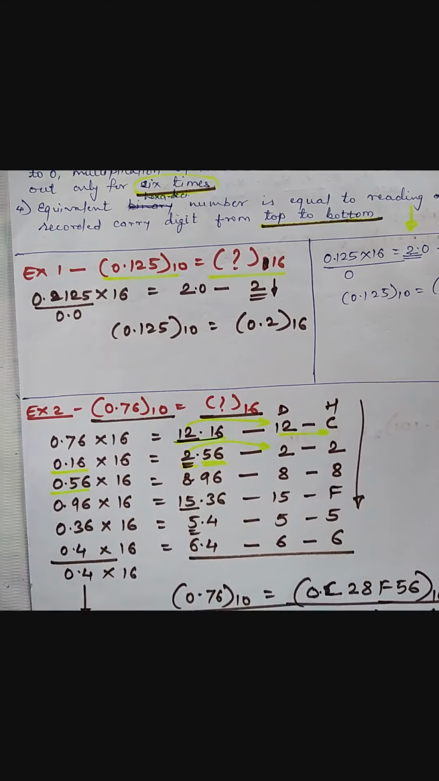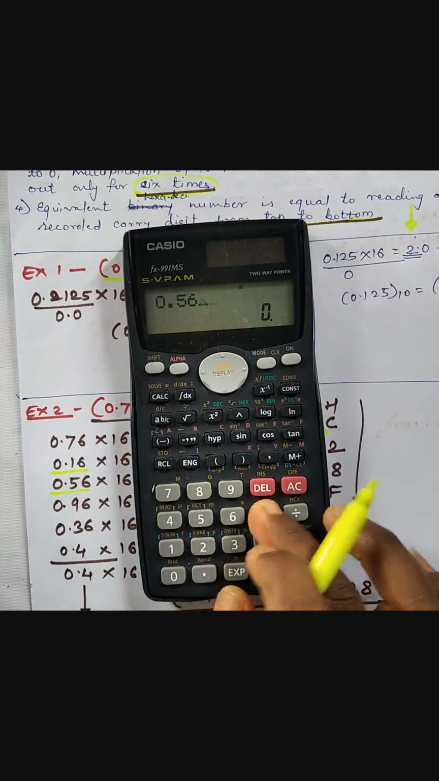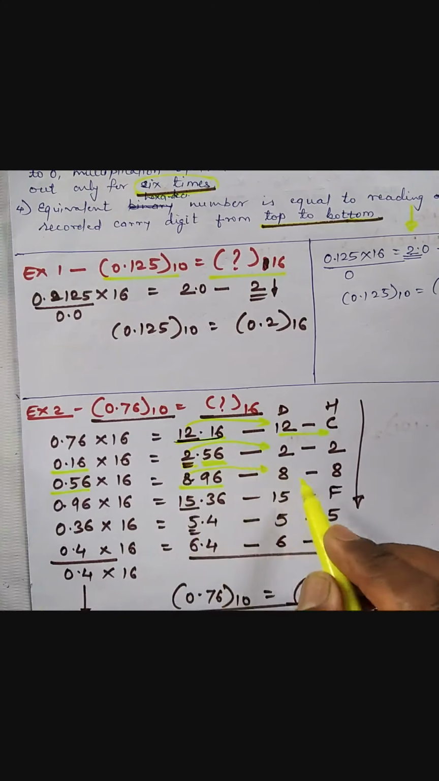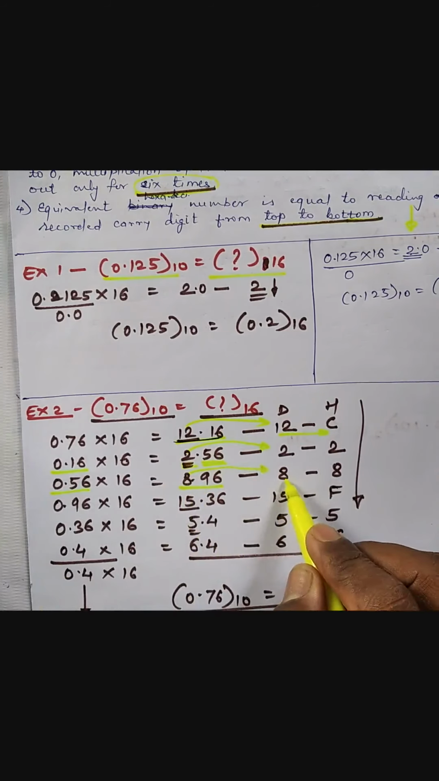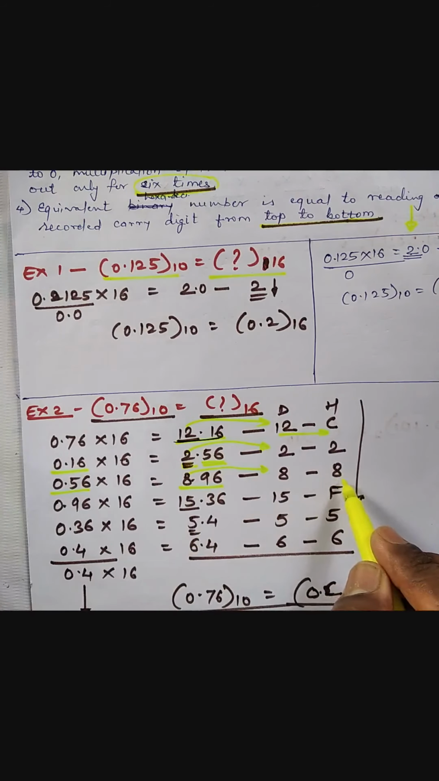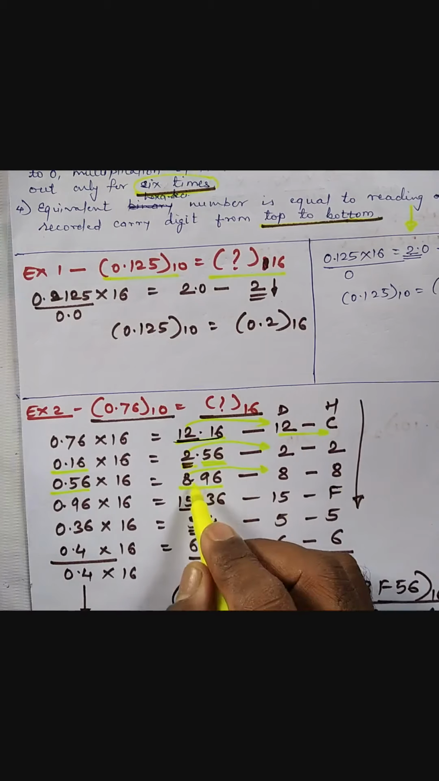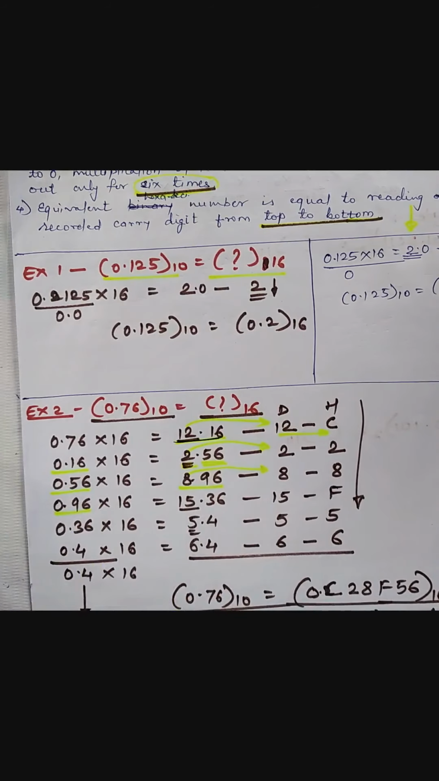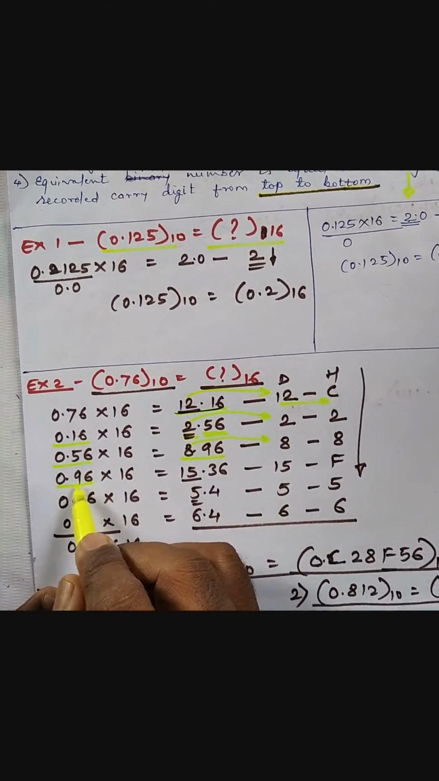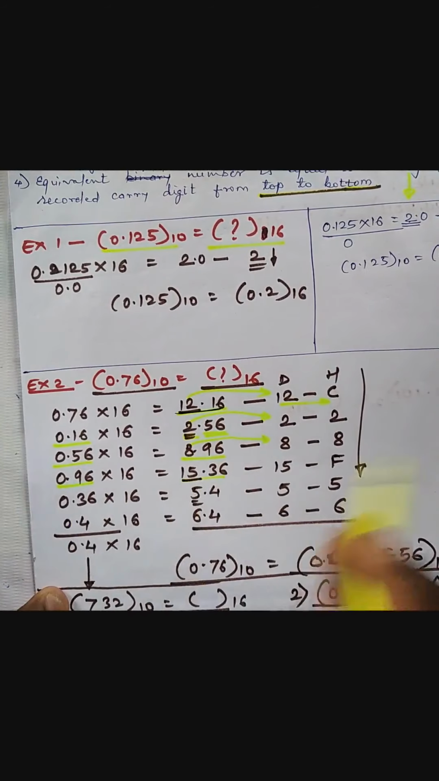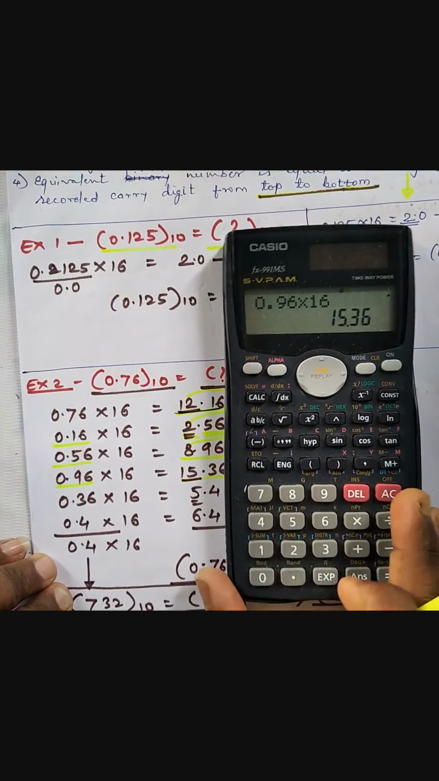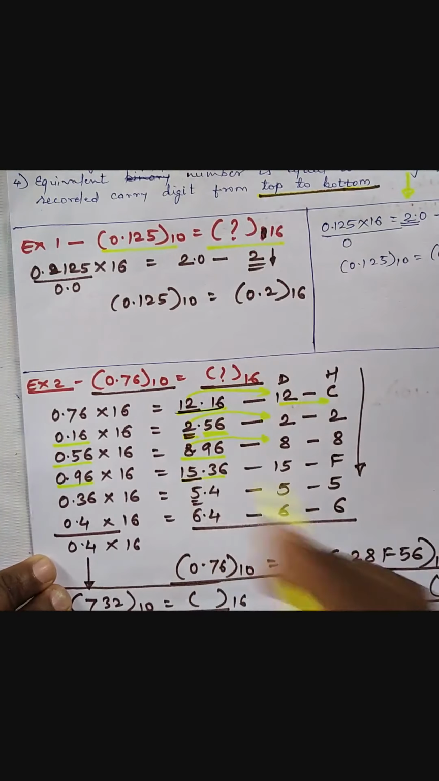So 0.56 into 16 is 8.96. Taking this 8, 8 in decimal is equal to 8 in hexadecimal. What is left of this number is 0.96. Now I again multiply this 0.96 by 16 and I get 15.36.